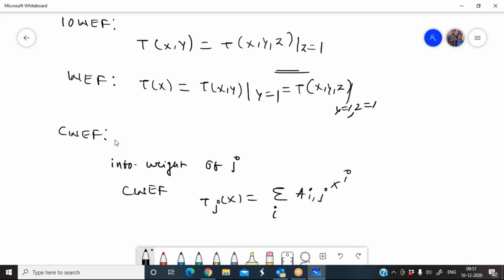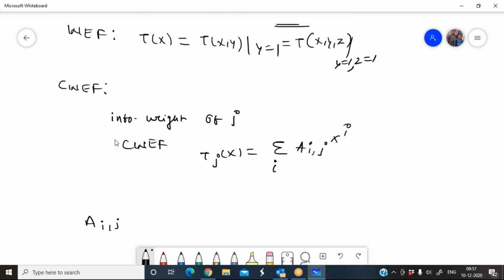I'm repeating once again. The conditional weight enumerating function enumerates weights of all code words associated with particular information weights. Enumerates means it describes the weights of all code words associated with particular information weights. For information weight of j, the conditional weight enumerating function is obtained as Tj of x is equal to sigma A i j x power i. Now here, what is the meaning of A i j?